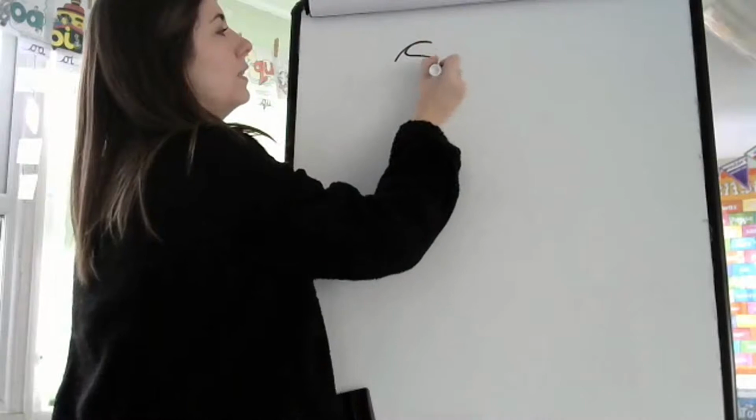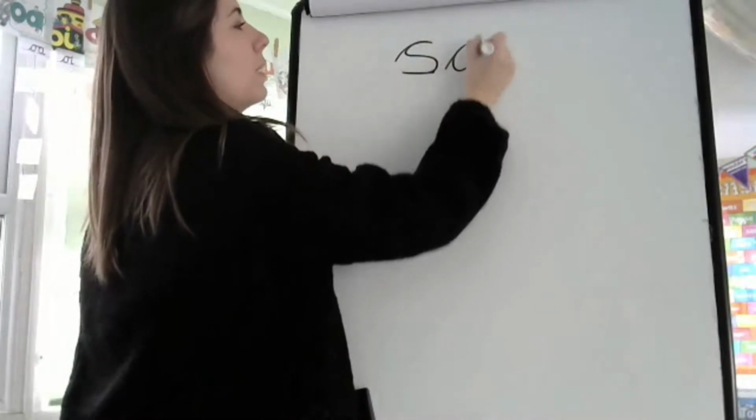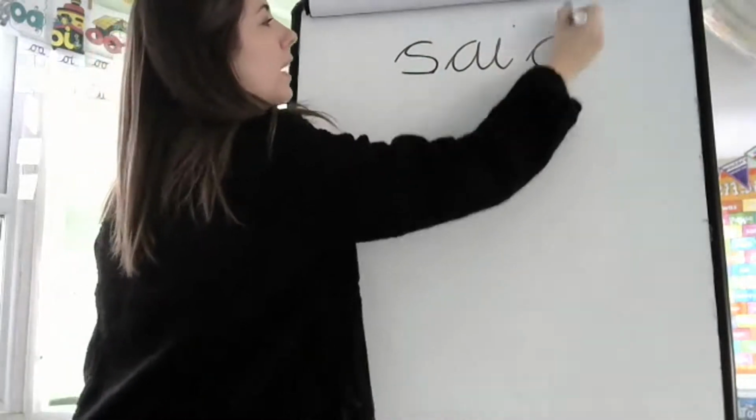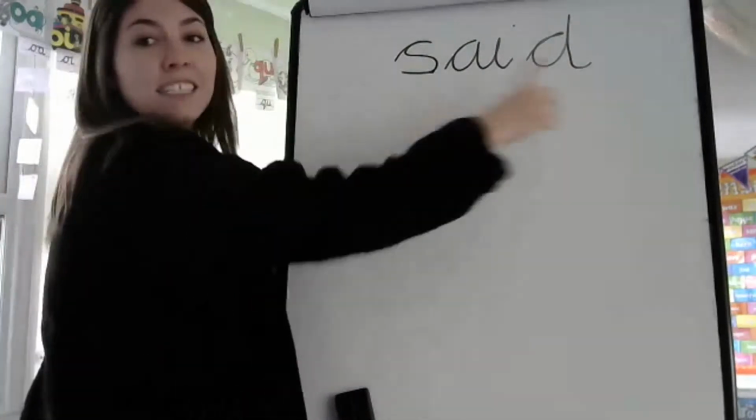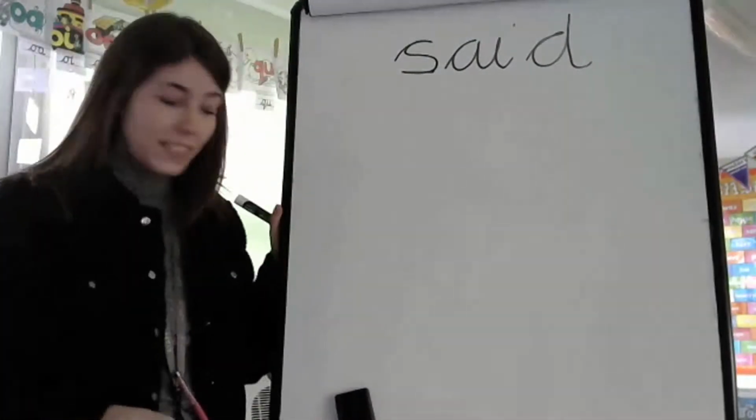Here, I'm going to write a word, and I wonder if you could read out loud for me what word you can see. That's right, it says said. This is the tricky word, said.